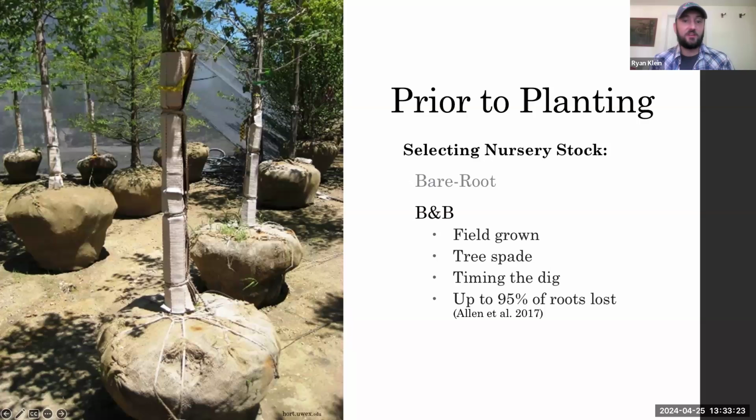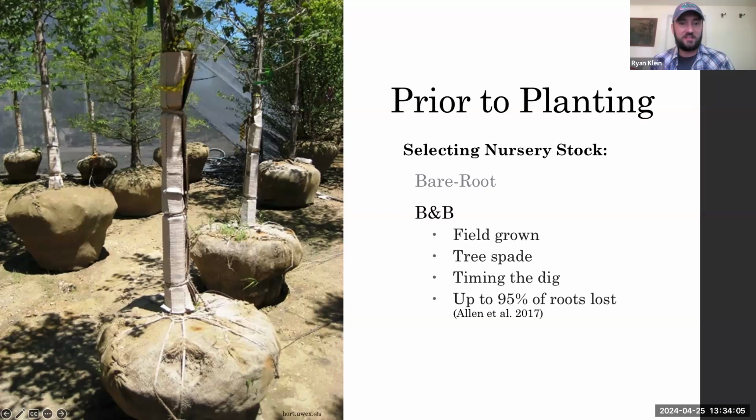Balled and burlap. So these are going to be field grown and spaded out. They come in all different sizes. The biggest part here is timing the dig is the most important thing, because you don't want to stress the trees out. You also want to let them sit for a while, harden them off. This is one of the most common methods used in colder climates. But essentially, you want to make sure that the root ball to trunk diameter ratio is in line. You don't want to have a 12-inch diameter trunk and it's only a 24-inch root ball. So basically, you want to retain as much of the root system as possible when you're spading these out.